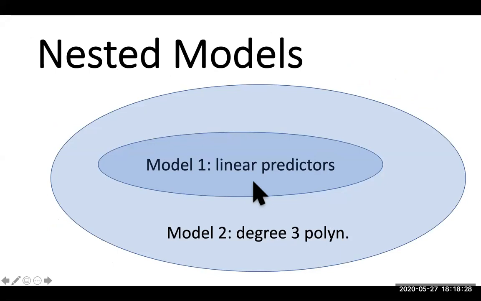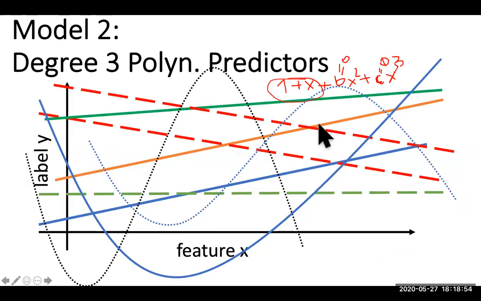So we have linear predictors. This is model 1, one hypothesis space. And then we have another hypothesis space, which is given by all degree 3 polynomials, which is larger. There's one question: can we use the combination of linear predictors and polynomial predictors? As I said, linear predictors are a special case of polynomial predictors. If we allow polynomials, then this includes linear predictors as a special case, because we can always set the coefficients of the higher order powers to 0, and we get linear predictors.